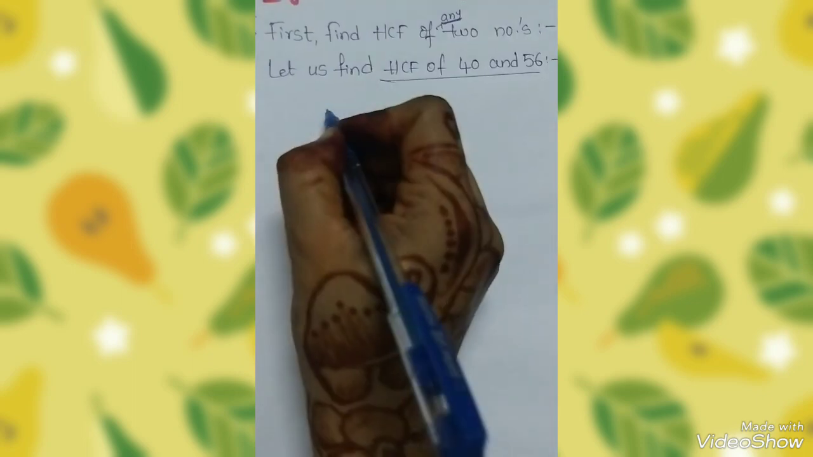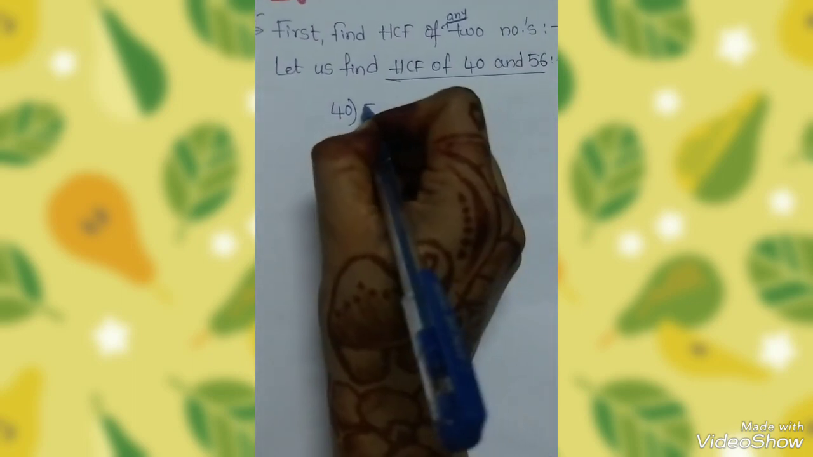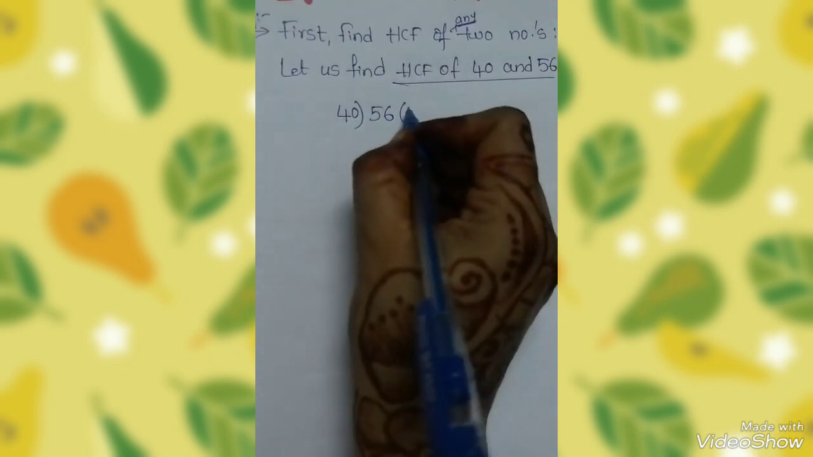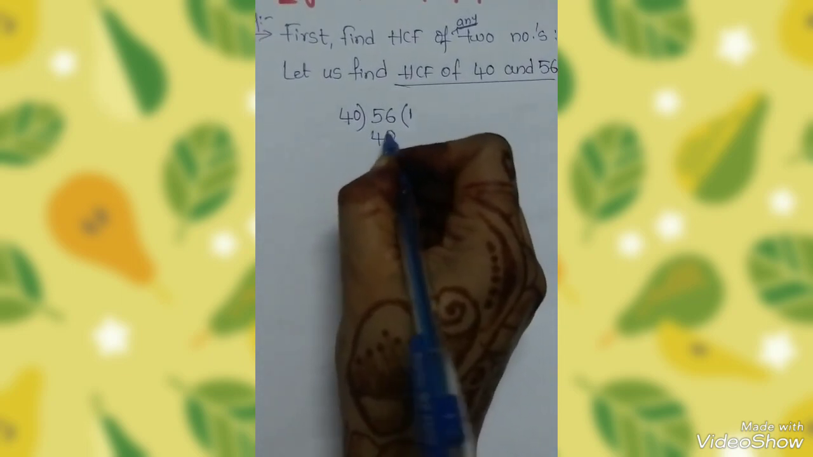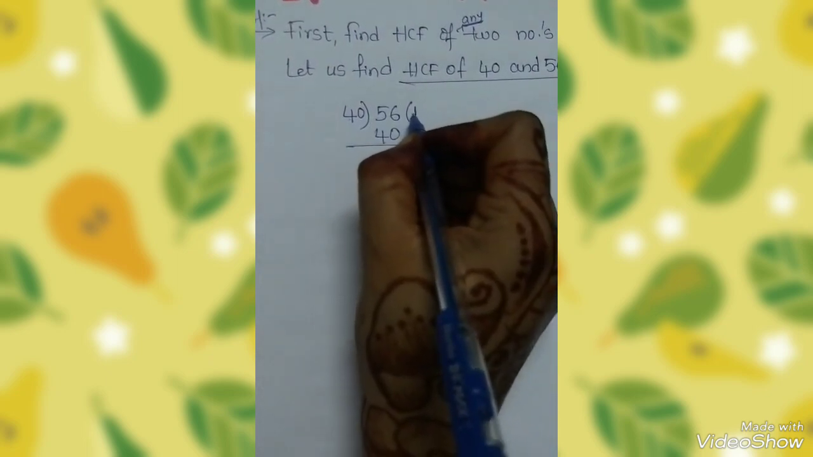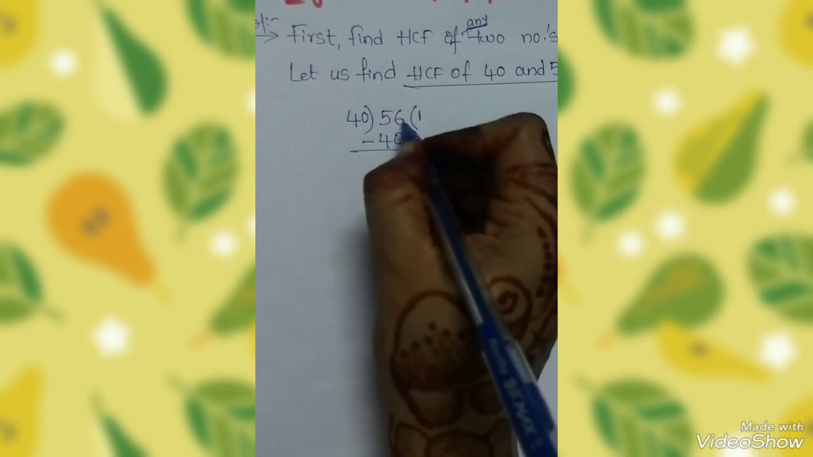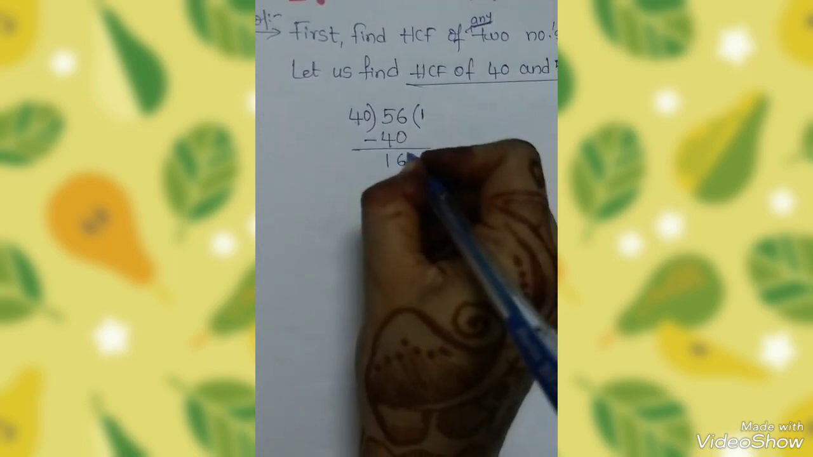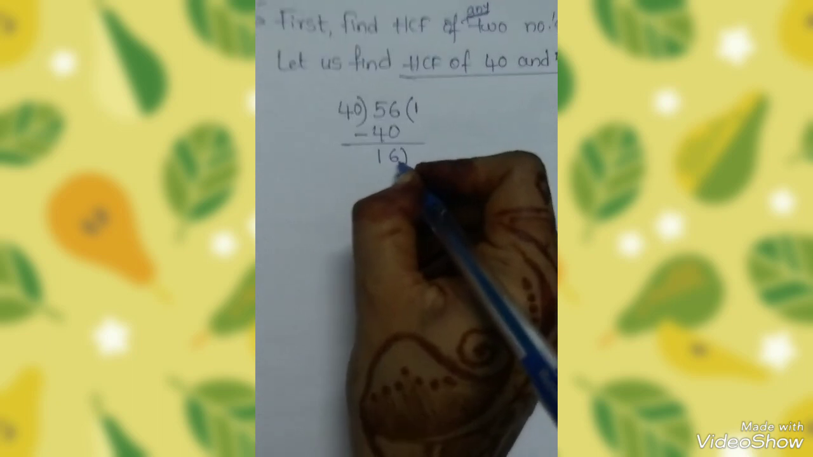Let us find HCF of 40 and 56. Now, we have to divide the bigger number by the smaller number. 40 ones are 40. Now 40 twos are 80, so I am taking 40 ones are 40. Subtract this: 56 minus 40 is 16. 16 is the remainder.